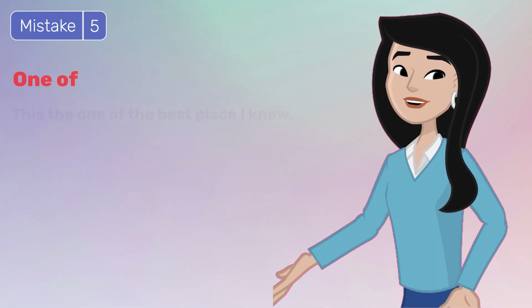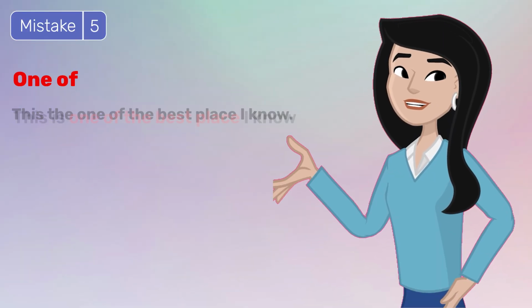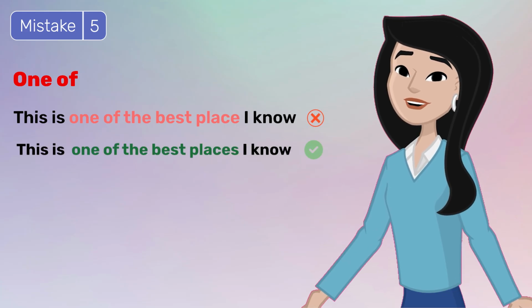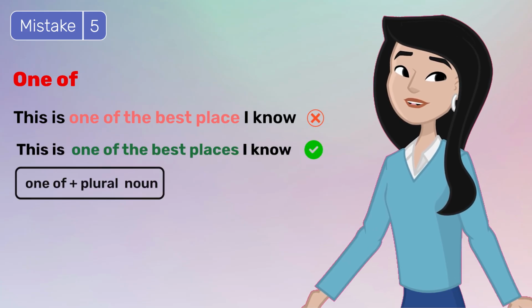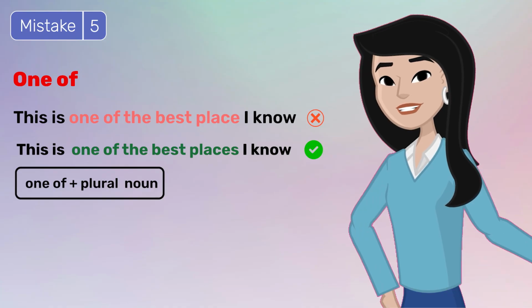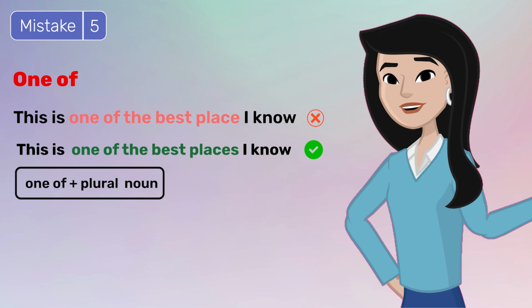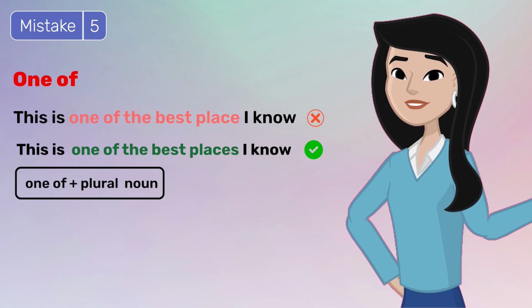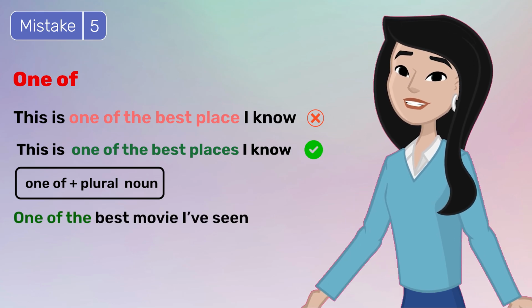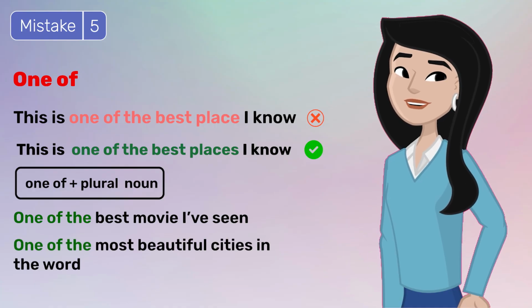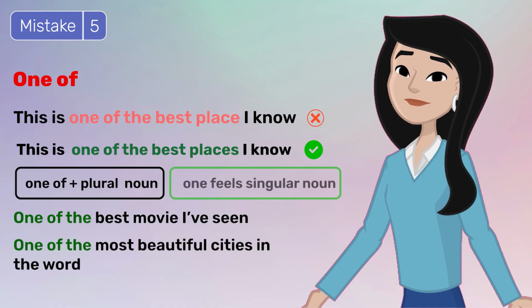This is one of the best place I know. This should be, this is one of the best places I know. After "one of," we always use a plural noun because we are talking about one item from a group. So the correct structure is "one of" plus plural noun. For example, one of the best movies I've seen, or one of the most beautiful cities in the world. Even though "one" feels singular, the noun must stay plural.